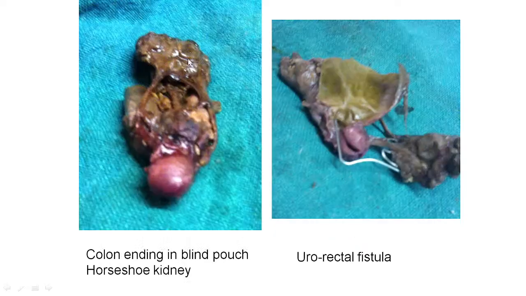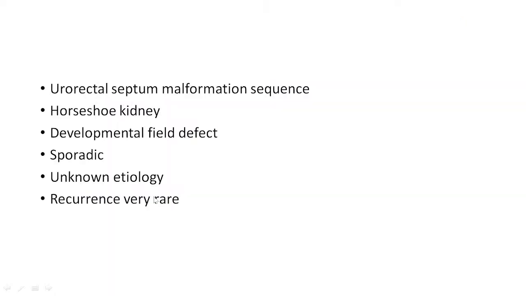So, this is a horseshoe kidney and urorectal fistula. So, colon ending is a blind pouch of a horseshoe kidney. So, this is a structure, this one is lying here and this one is here. So, this is like that.